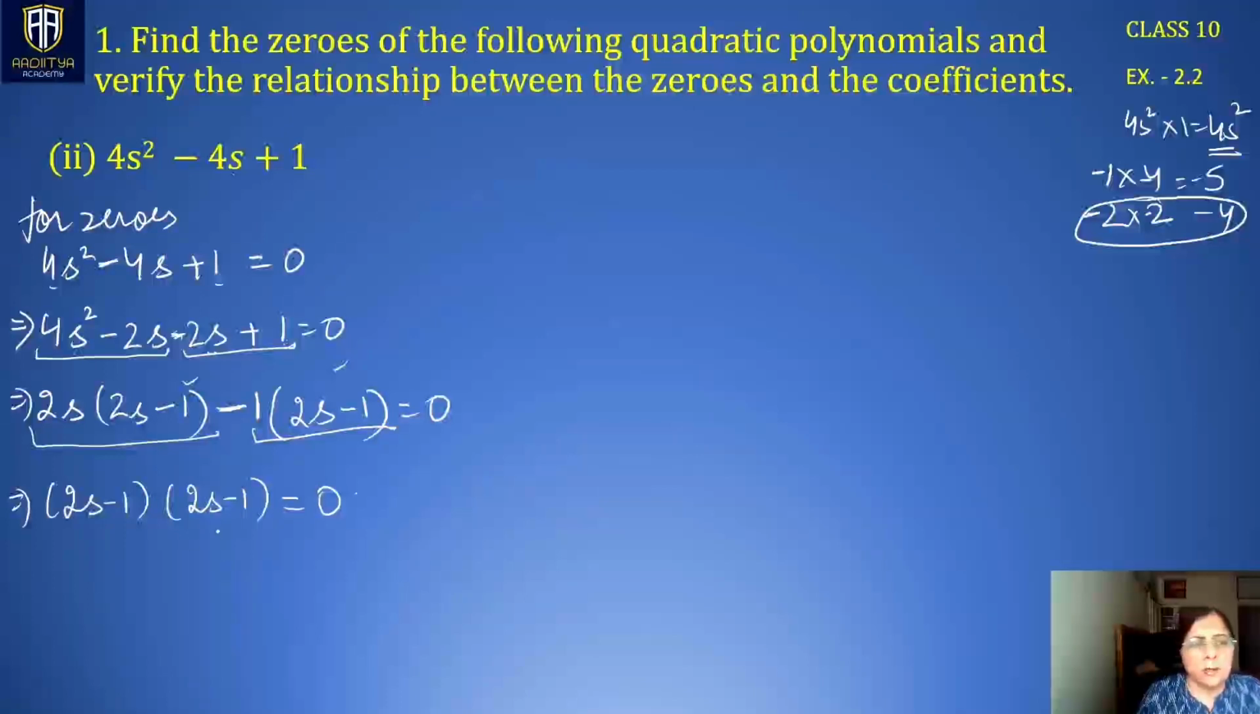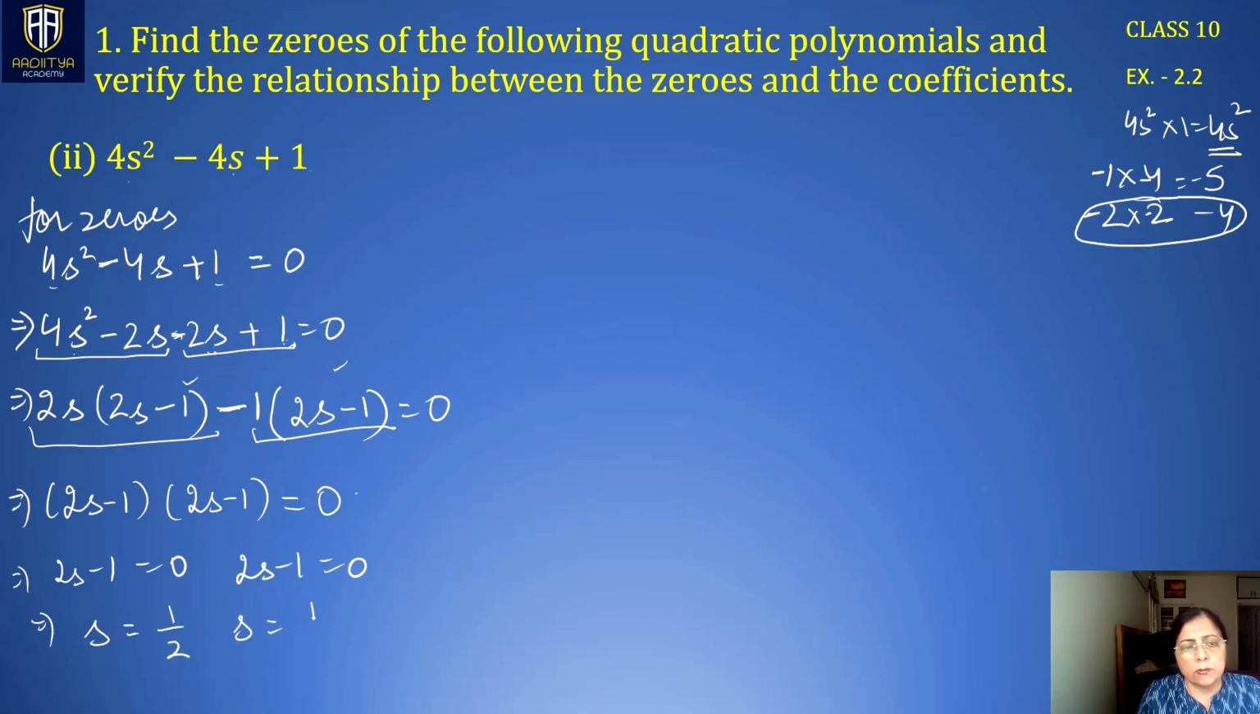So this is a repeating factor. This is a perfect square, a whole square. Since I have been using the middle term split method here, that is why I haven't used the squaring method. For zeros, 2s minus 1 is equal to 0 and also 2s minus 1 is equal to 0. So we get s is equal to 1 by 2, s is equal to 1 by 2. Since this is a whole square, we have repeating factors.